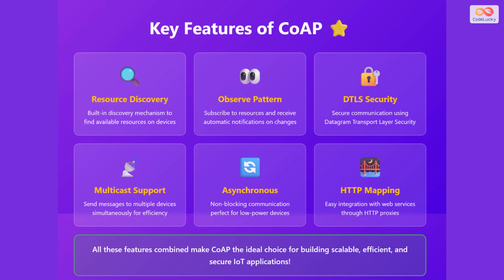Finally, CoAP offers easy integration with existing web infrastructure through HTTP mapping and proxies, allowing IoT devices to seamlessly interact with traditional web services. All these features combined make CoAP the ideal choice for building scalable, efficient, and secure IoT applications.